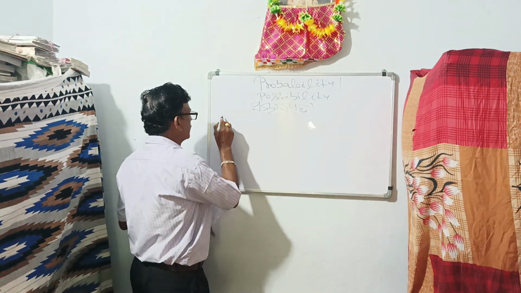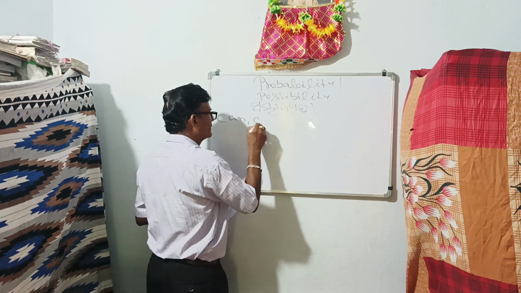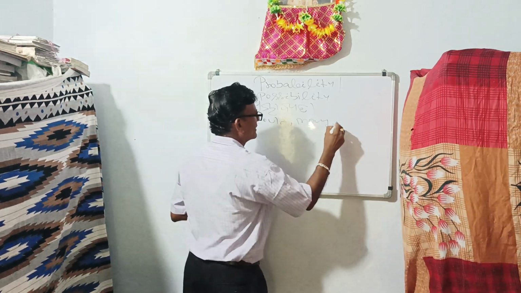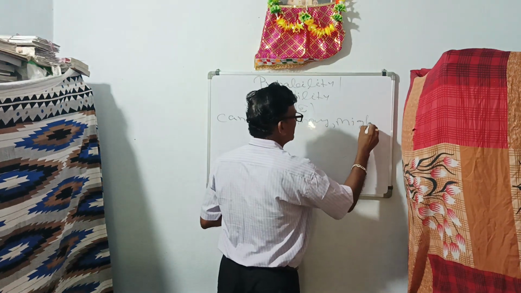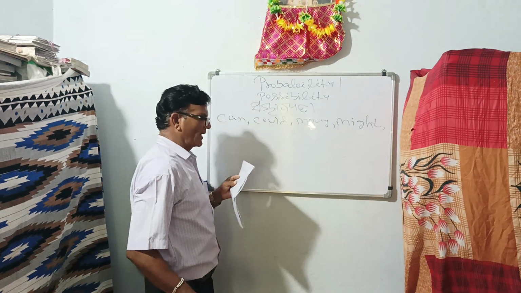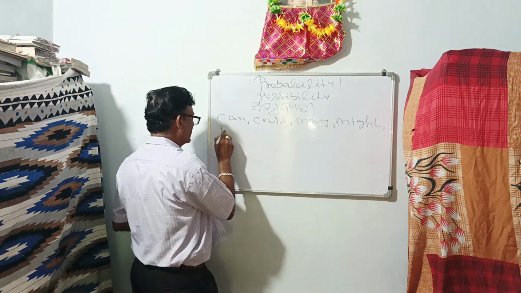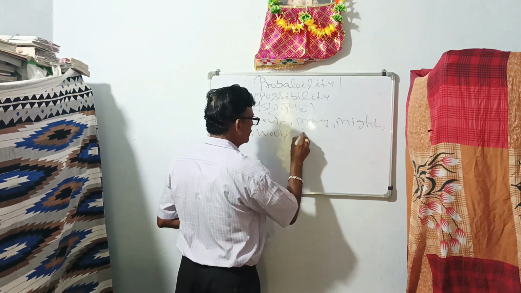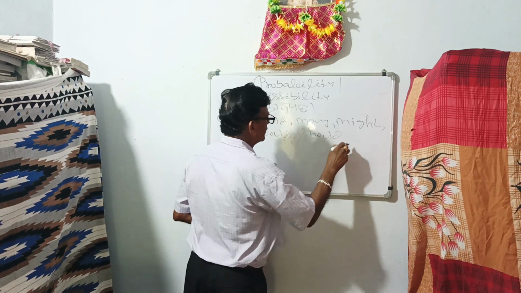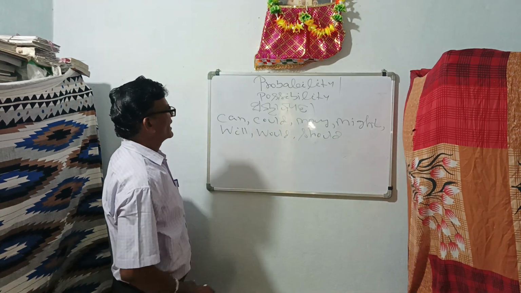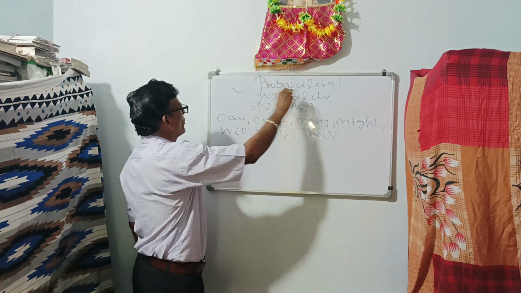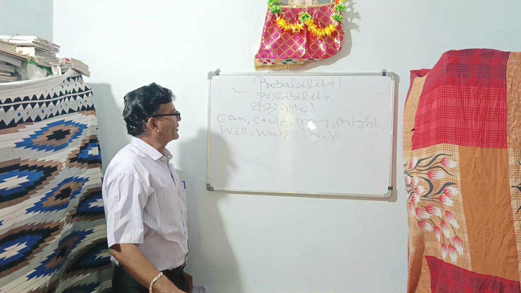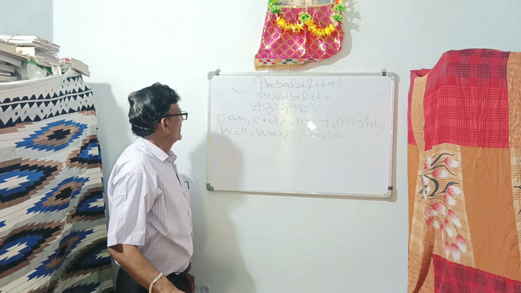Can, could, may, might, will, would, should. All these modal auxiliary verbs are used to express probability. Let us see one after another, giving an example.